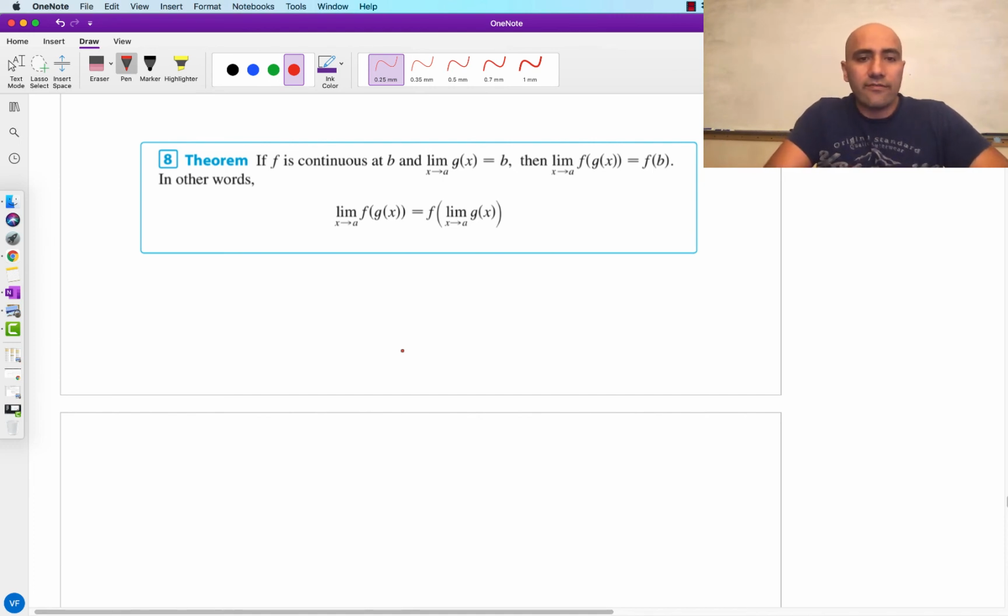Okay, so if we have this composition of f composed with g in this order, and we're trying to find the limit as x approaches a, this theorem is indicating that what we can do is bring the limit inside the function, inside the argument of the f function, find the limit inside there, and then whatever that value is, all we have to do is evaluate our function at that value, provided that f is continuous at b, and provided, of course, that the limit as x approaches a of g of x does exist. Okay, let's do an example that will help us explain this theorem.